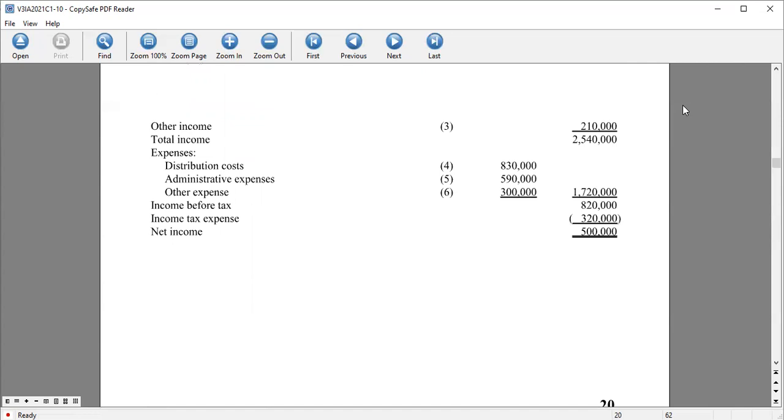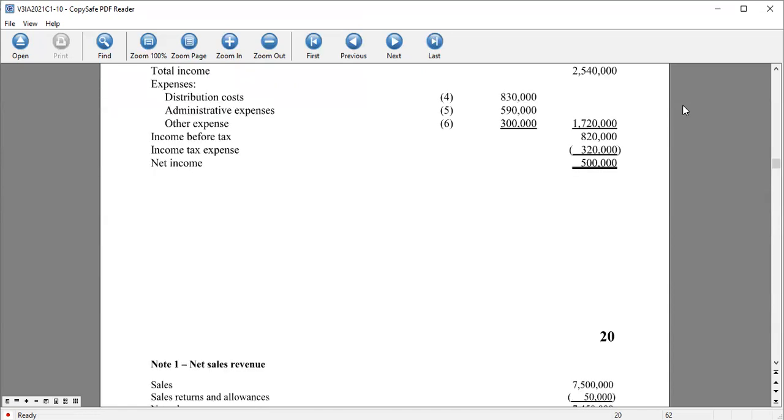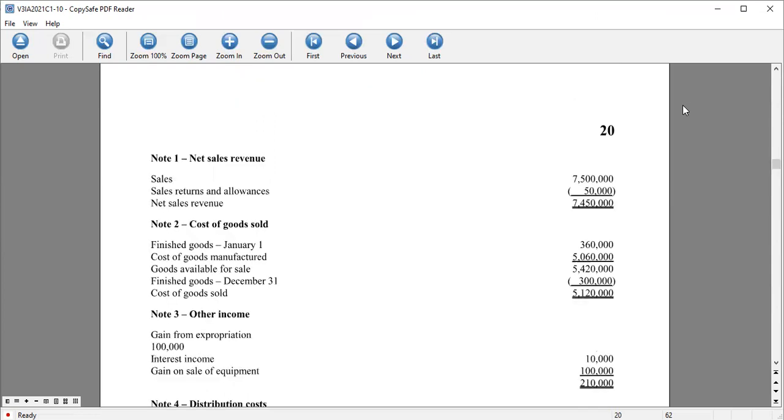And the total we deduct expenses: distribution cost, administrative expense, and other expense in notes 4, 5, and 6, respectively. So we have the total now, the expenses, and finally, we end up with income before tax and deduct the income tax of 320,000. We have finally the net income now using the cost of goods sold method.